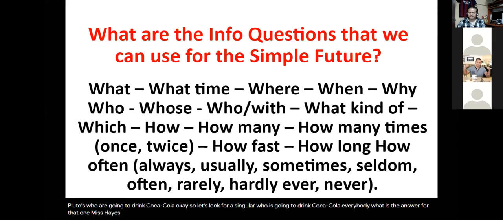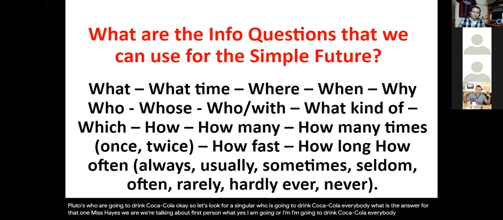He is going to drink Coca-Cola. We're talking about first person. I am drinking Coca-Cola. What? I am going to drink Coca-Cola. Yes, I am going or am. I'm going to drink Coca-Cola, everybody. Good. That was for singular.